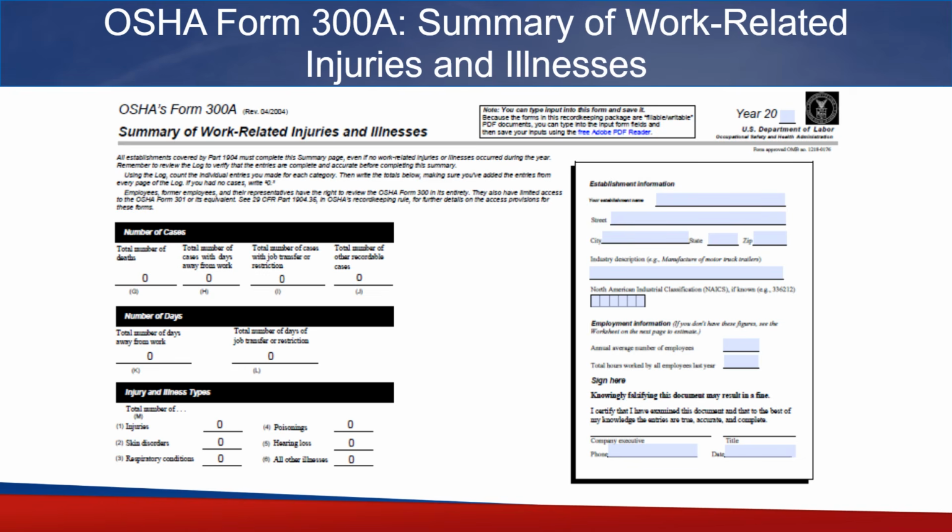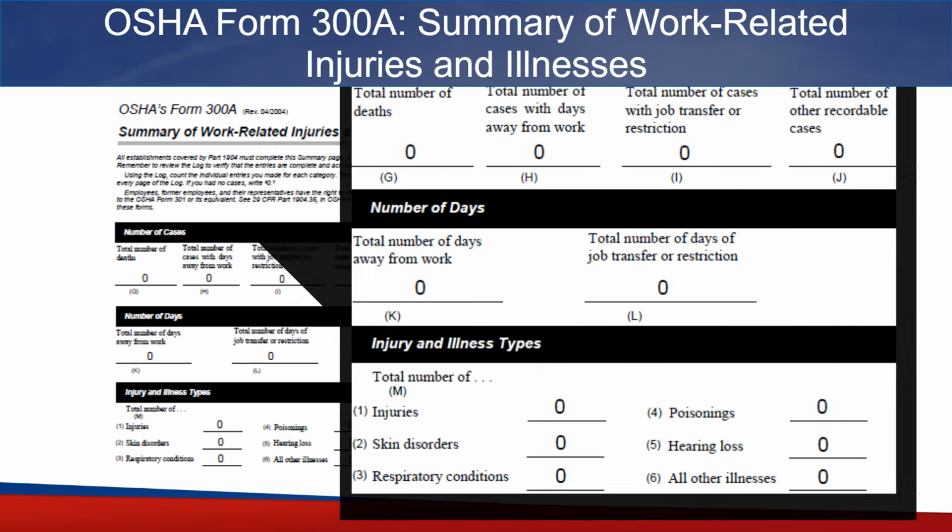All establishments covered by Part 1904 must complete the summary of work-related injuries and illnesses, even if no injuries or illnesses occurred during the year. Remember to review the log to verify that the entries are complete and accurate before completing this summary. Using the Form 300, count the individual entries you made for each category.